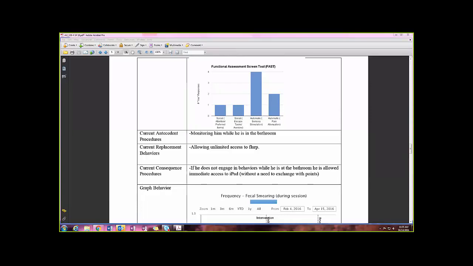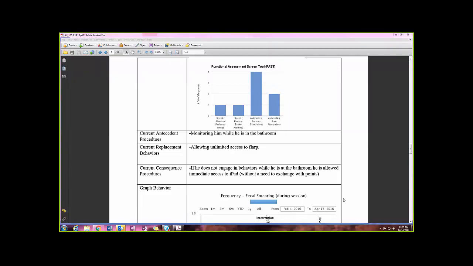But the consequence or reinforcement procedure that we introduced was, if we couldn't find any proof that he had any type of incident while in the bathroom, he was allowed immediate access to the iPad without having to follow his normal plan, which is a point system that he gets to exchange points for.